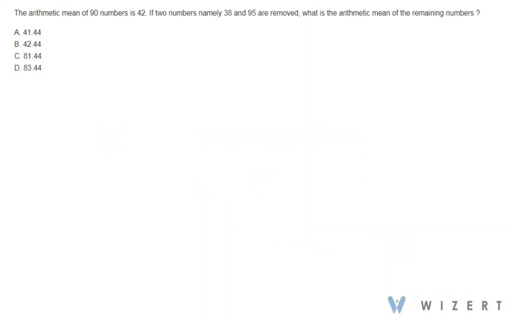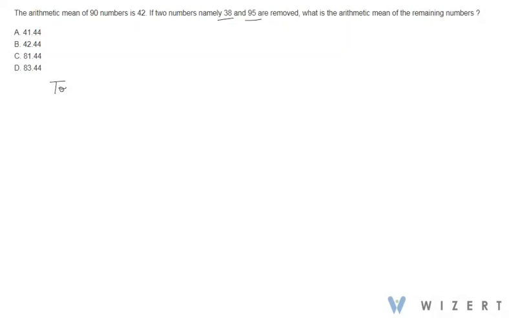We have this question here. The arithmetic mean of 90 numbers is 42. If two numbers, namely 38 and 95, are removed, what is the arithmetic mean of the remaining numbers?